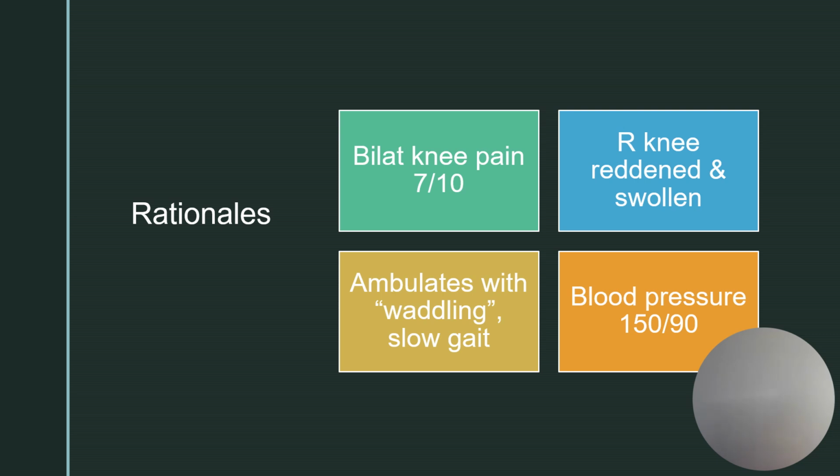The right knee is reddened and swollen. So his knee could have been injured. He may have arthritis, bursitis, infection, or musculoskeletal disease. He ambulates with a waddling, slow gait. This could be due to obesity or musculoskeletal disease or injury.